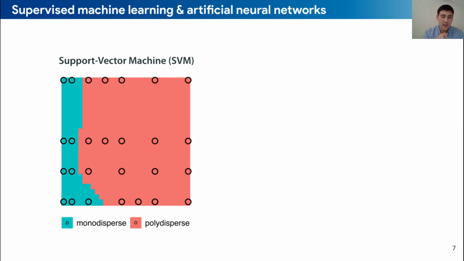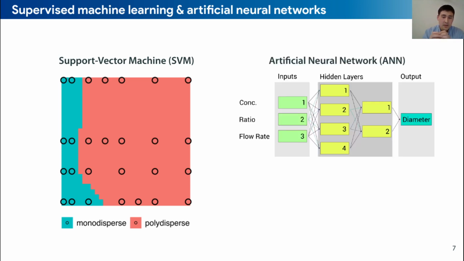And then what we can do is build a predictive heat map that shows viable zones for synthesis. So this would be where the different input parameters will yield monodisperse particles. We also built an artificial neural network that could be used to predict the diameter of the particles.